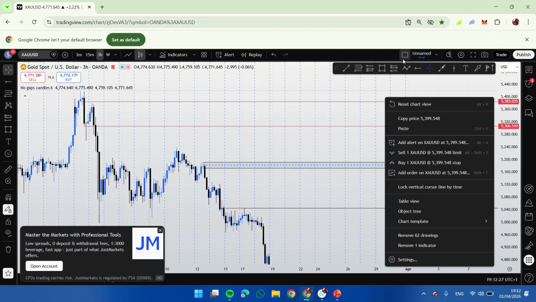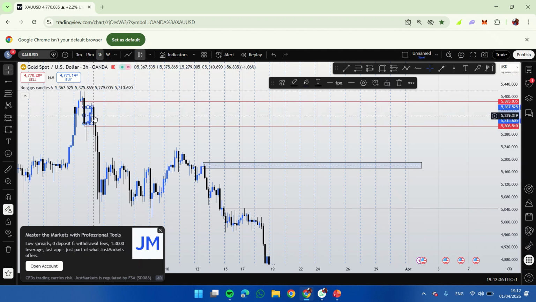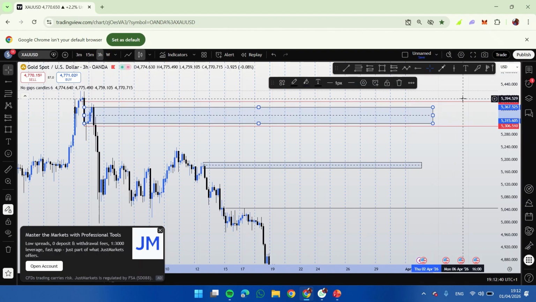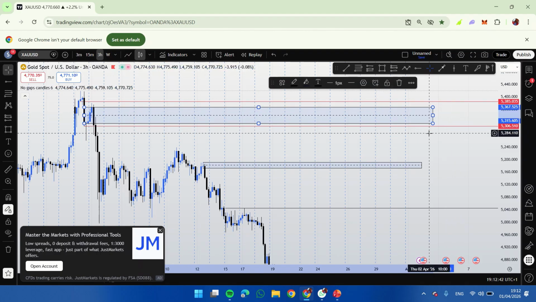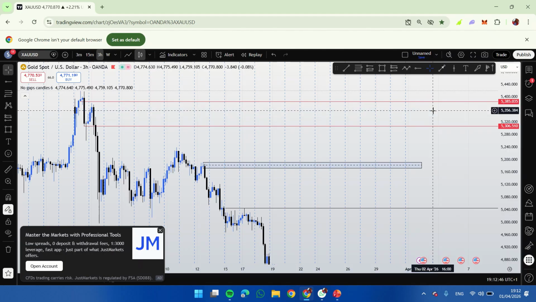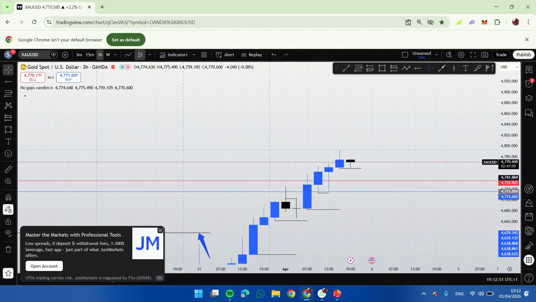What is this one? So we are going to mark it as this. From this low to this high. Anything from here is a zone. So that's where I want to be paying attention to. Most especially, pay attention to the 3 hours candle.